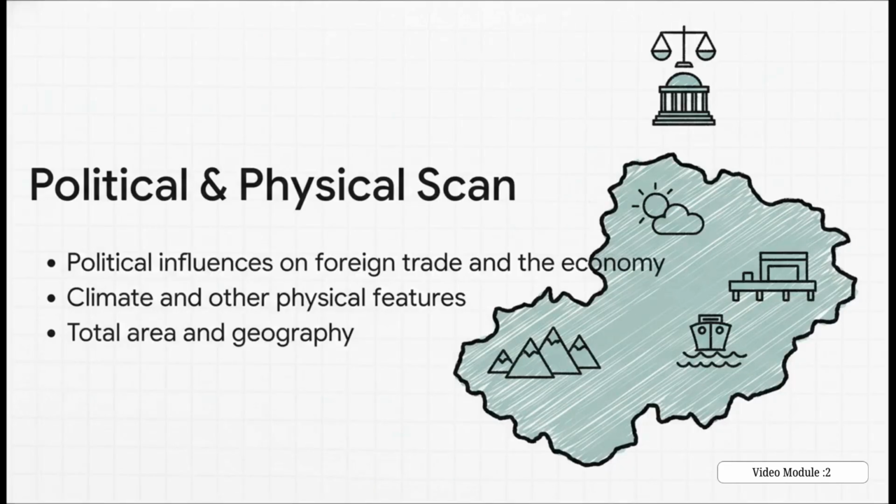And finally, let's zoom out and look at the big picture, the macro environment. How stable is the political situation? That can have a direct impact on trade. And hey, don't ever underestimate the physical factors. The climate could affect your product, and the geography could totally change your logistics and distribution costs.